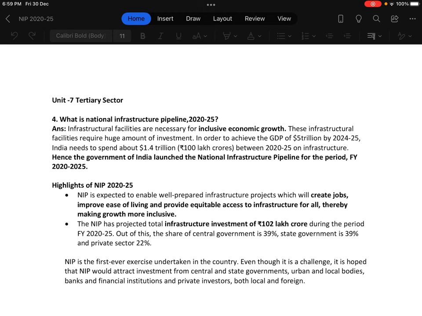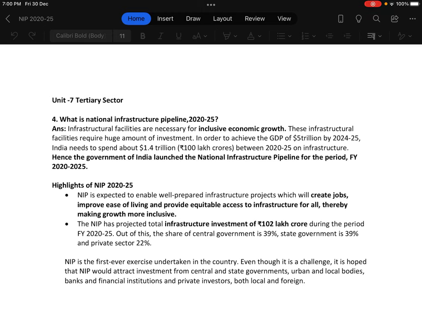The second one is that the NIP has projected total infrastructure investment of 102 lakh crore. Even though it requires around 100 lakh crores, the total projected investment is around 102 lakh crores, because of the price rise in the country, it is not possible to make the exact amount of investment. It is always better to have a higher investment in the beginning itself. So 102 lakh crore during the period FY 2020-25.